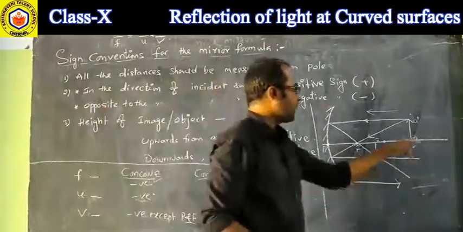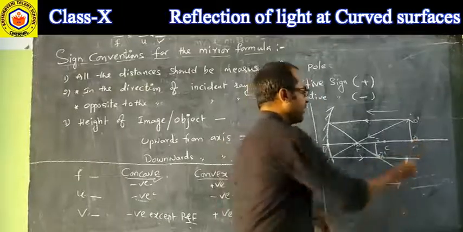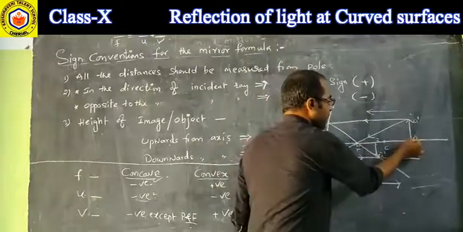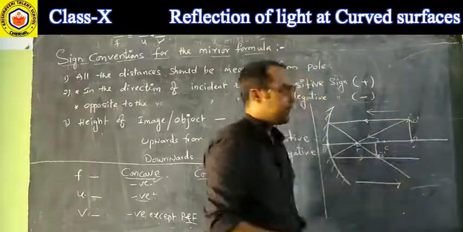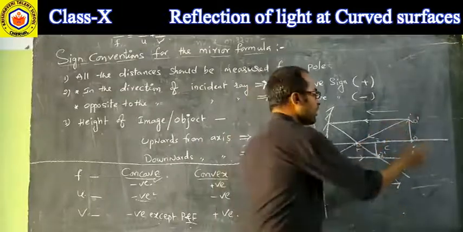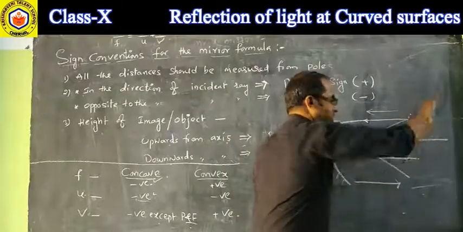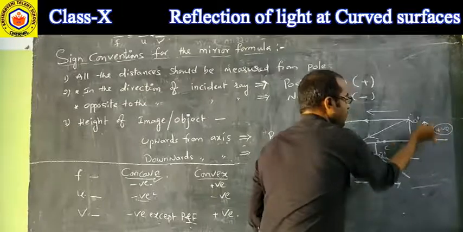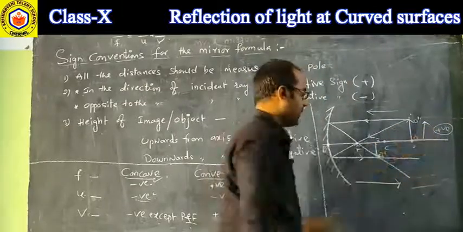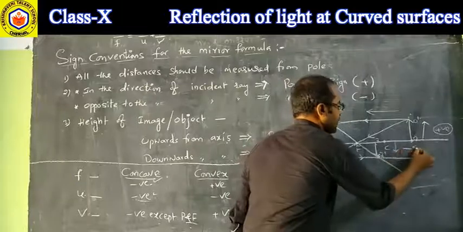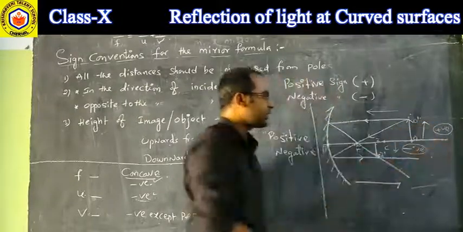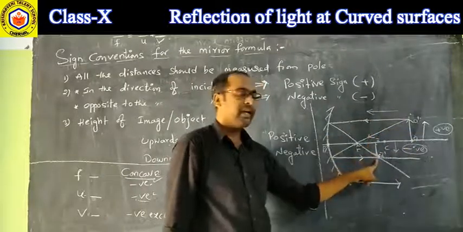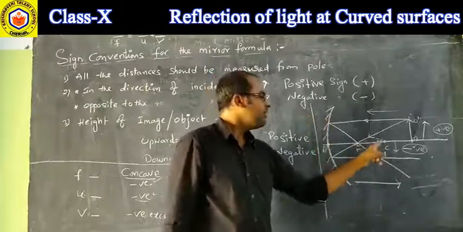What is that? Let's see. Height: if it is placed here, we don't start from O dash to O. We should start from principal axis to the height of the object, from downwards to upward. That means if we measure from principal axis upward, that should be taken positive. If we measure downwards from the principal axis, it should be taken negative, right? So in this case, height of the object should be taken positive, and height of the image should be taken negative.